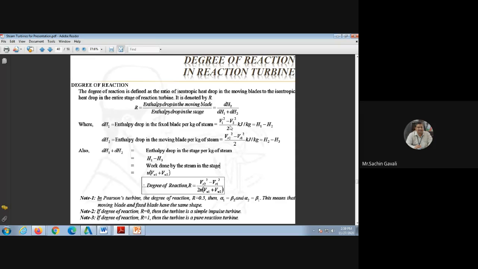So what do we call that turbine? The Parsons reaction turbine, whose degree of reaction is 0.5 or 50%. So what is the degree of reaction? The ratio of enthalpy drop in the moving blade to the total enthalpy drop in the stage, that is, moving blade plus fixed blade. Okay. And the Parsons reaction turbine is a special case of the reaction turbine in which the degree of reaction is 50% or 0.5. Okay. Then in that case, what is required? The angles of the fixed blade and the moving blade must be the same, or the moving blade and fixed blade must have the same shape.